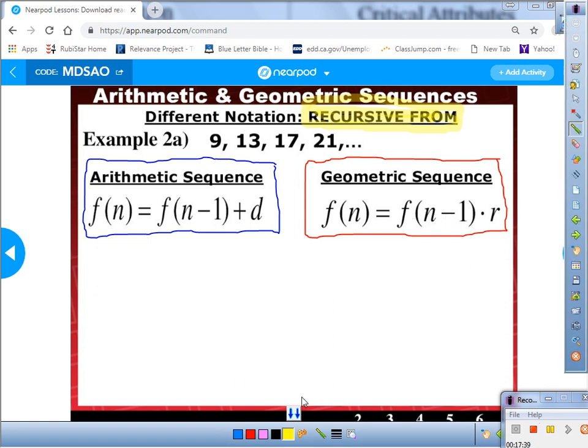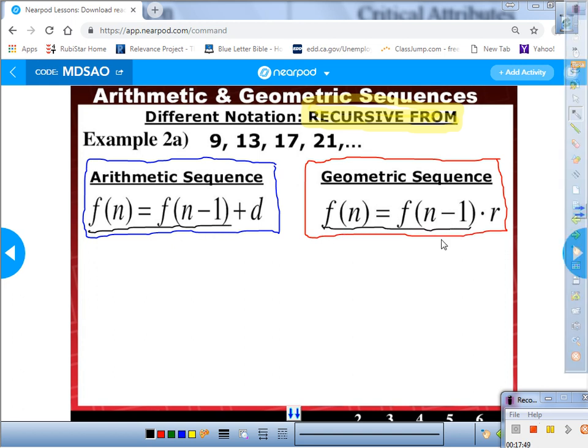And you're saying, okay, now let me show you the commonalities. What is the same on both? If you notice, f of n equals f of n minus 1 is the same for both. So what's the only thing that changes from arithmetic to geometric? The difference and the ratio. You guys see the D and the R. Okay? That's the only thing that changes.